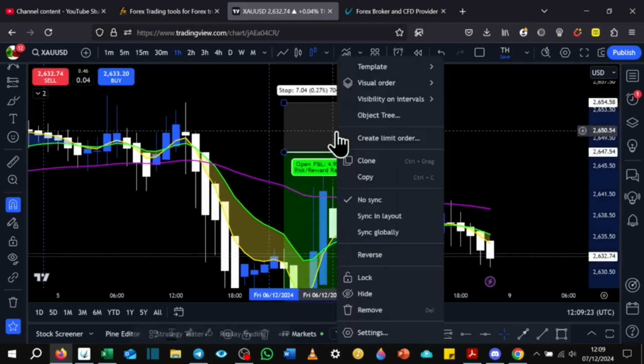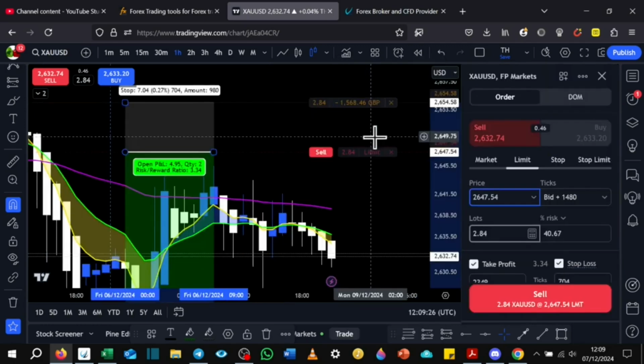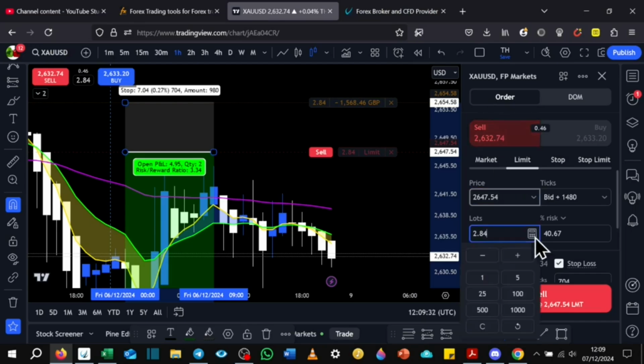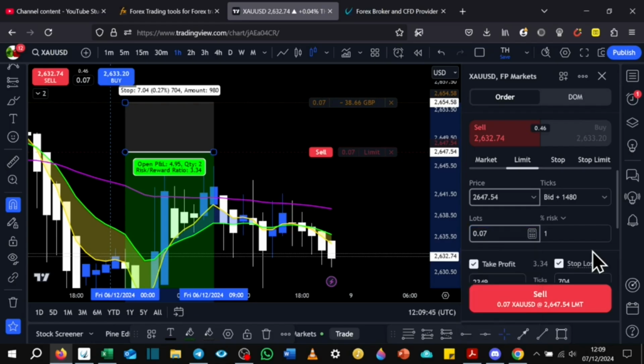And then we right click, create limit order. So now, as you can see, we are red. So we were looking for a sell. And then if we come here, again, we want to risk 1% of our account. So we increase this till it gets to 1%. Bang, that's bang on 1%. It's saying that we can use a lot size of 0.07 to risk 1% of our account.